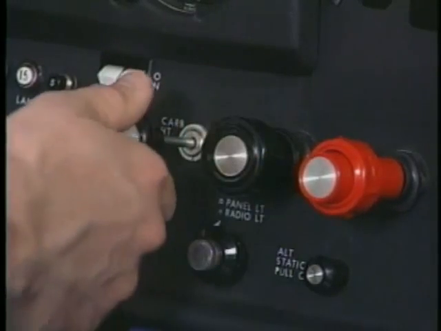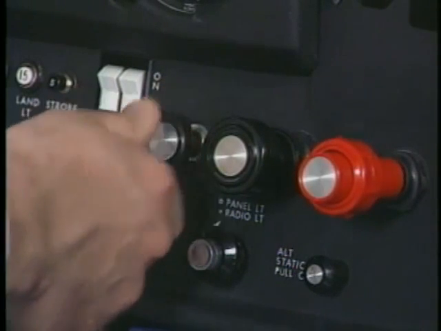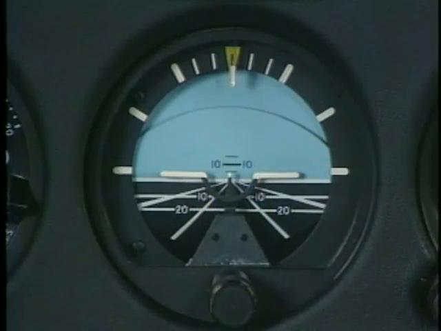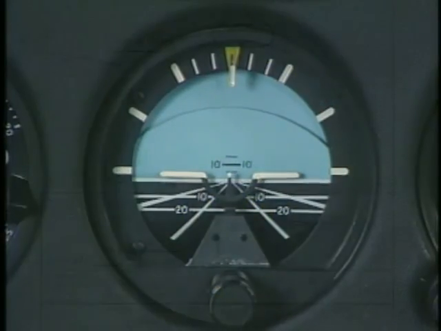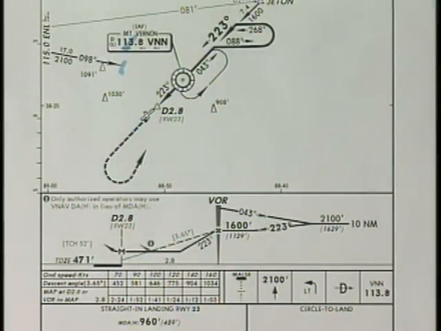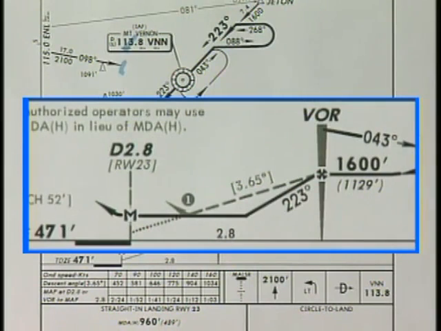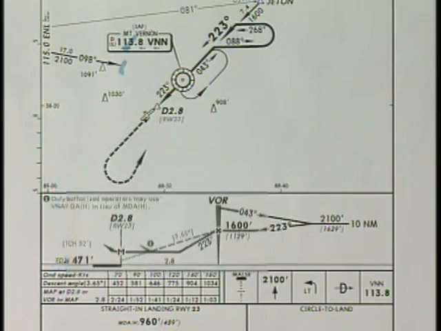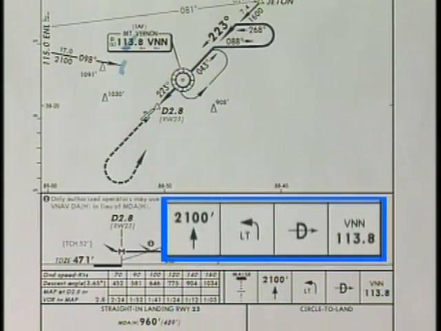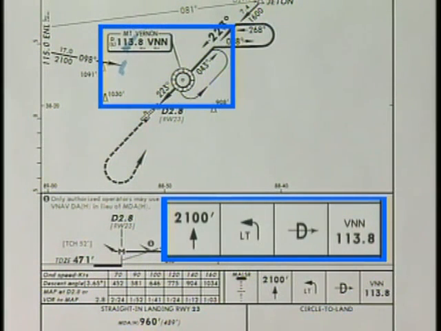Beginning a missed approach before you have arrived at the MAP requires special consideration. For example, let's assume you decide to execute the missed approach between the VOR and the 2.8 DME fix. The charted missed approach procedure calls for a straight-ahead climb to 2,100 feet, then a left turn direct to the Mount Vernon VOR, followed by a hold.